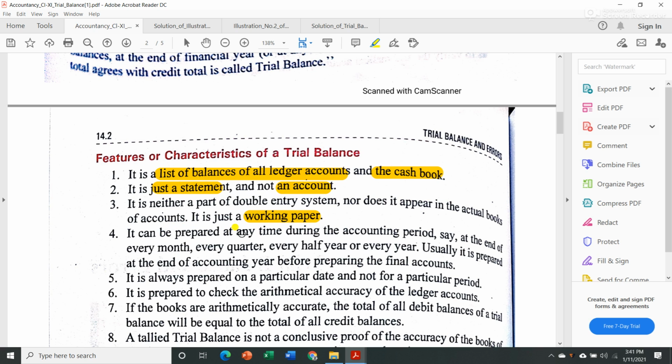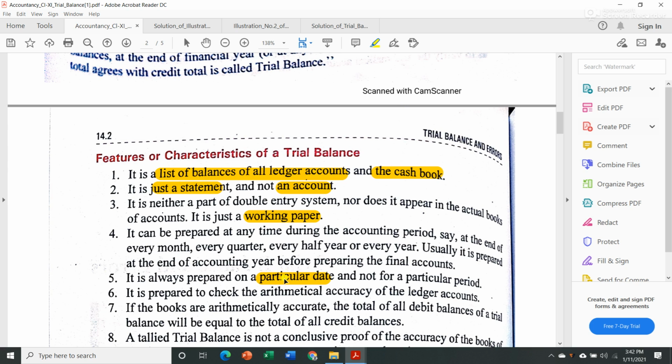Then it can be prepared at any time during the accounting period, say at the end of every month, every quarter, every half year or every year. Usually it is prepared at the end of the accounting year before preparing the final accounts. It is always prepared on a particular date. That is why in the heading of a trial balance we write trial balance as on this date.